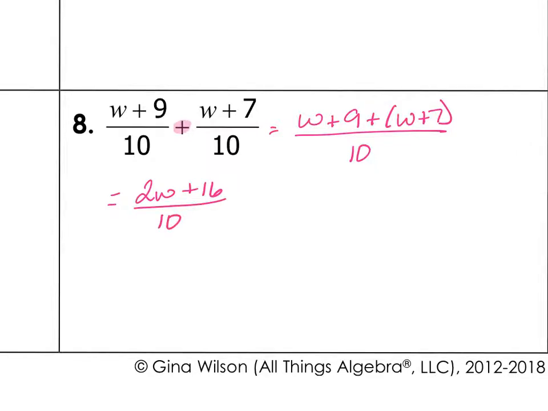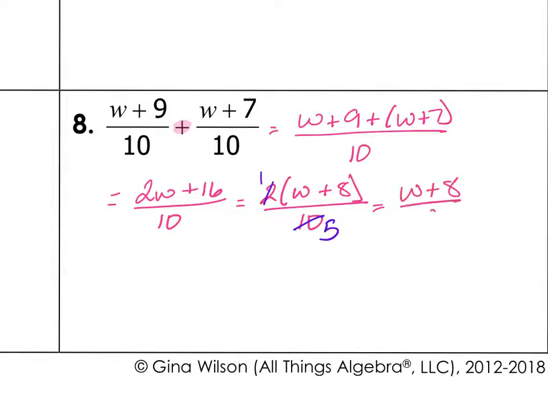And now I'm going to factor. Well, what can I take out of the top? Well, I think I can take a 2 out. So that would be w plus 8 all over 10. And then 2 goes into 2 once and into 10 5 times. So my answer should be w plus 8 divided by 5. Okay. There we go. That's it simplified and added together. Awesome. Good job.